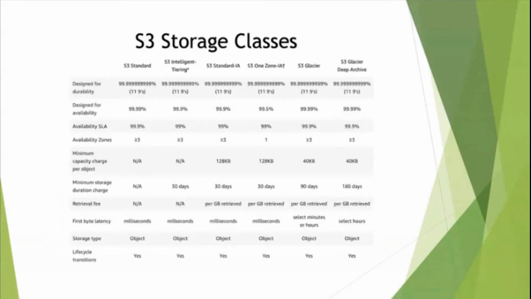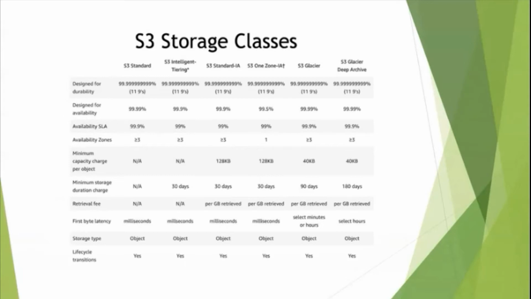So you can see over here that the first storage class is called S3 Standard. S3 Standard and all the other storage classes are designed for 11 nines durability, because they don't want to compromise on the durability of the data, and they always ensure that there is very, very little chance that your data is going to be corrupted. And then you can see that it's designed for availability of 99.99%.